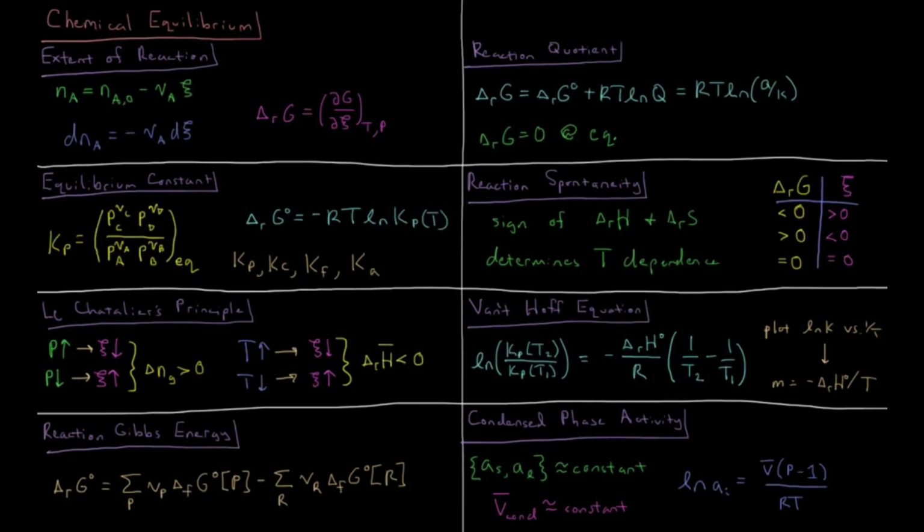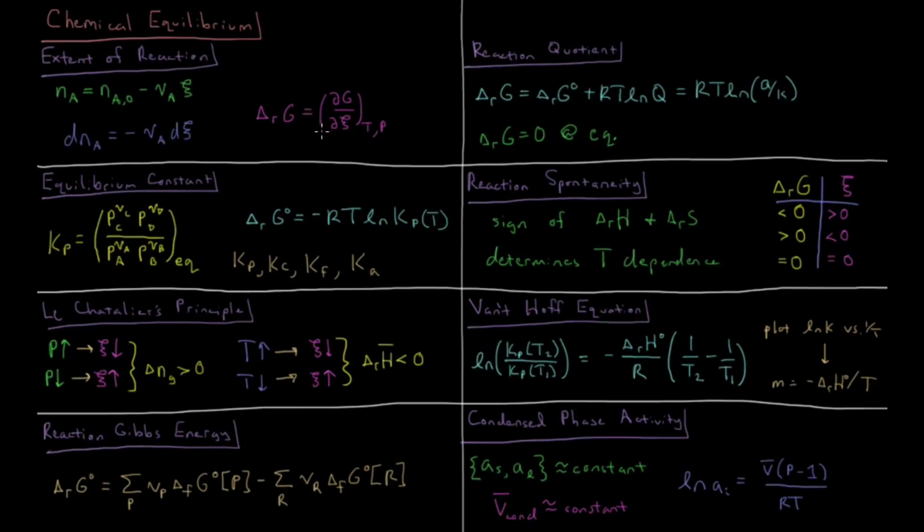This video is a review on the chapter of reaction equilibrium in chemical thermodynamics. We start by defining the quantity extent of reaction. So we have the number of moles of a given reactant A in a reaction is equal to the initial number of moles in the reactant minus its stoichiometric coefficient times the extent of reaction. So the change in the number of moles of reactant A is equal to minus its stoichiometric coefficient times the change in extent of reaction.